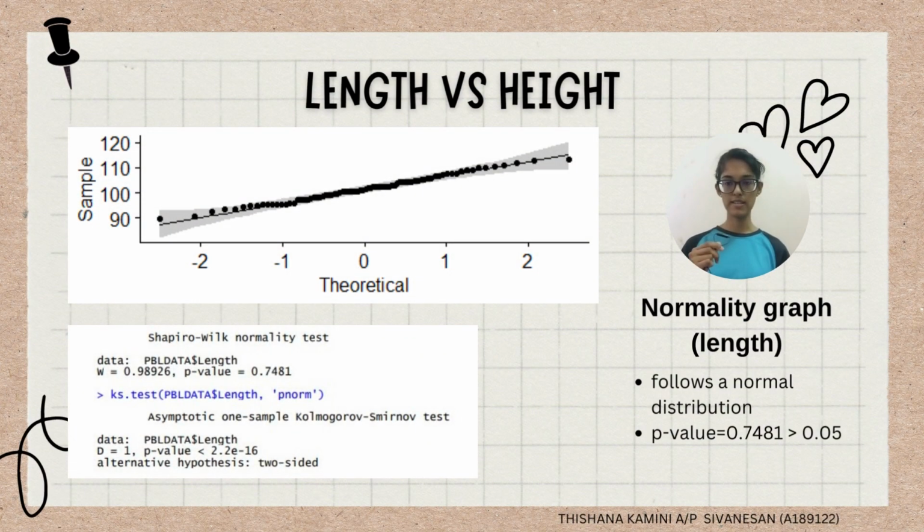Next, we plotted the normality graph. From the graph, we can see that the line is mostly straight, which shows an absence of non-normality in the errors. Therefore, this is a normal distribution. The p-value obtained is 0.7481, which is greater than 0.05.